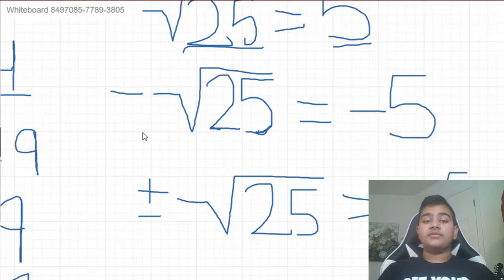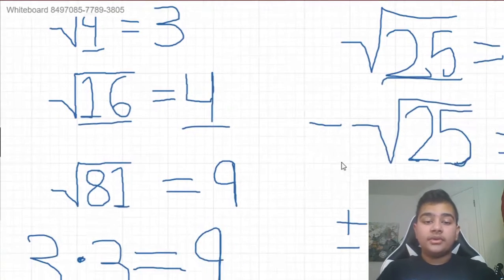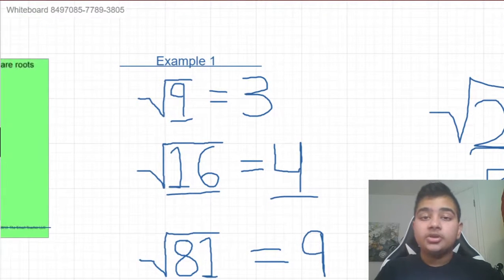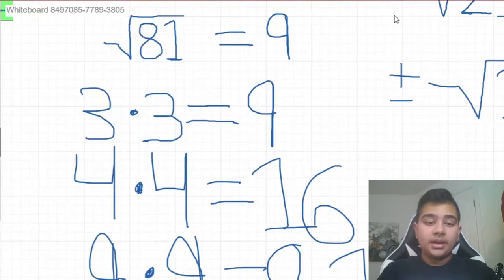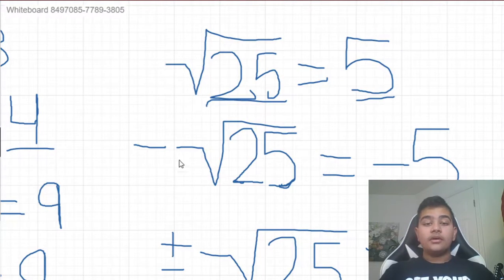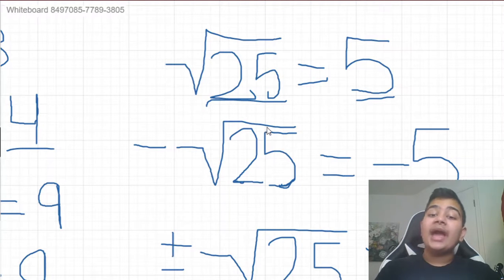So let's look at some different aspects. You might say, how come all these numbers are positive? So when we have a negative in front of the radical sign, that means whatever the number inside, when square rooted, then you add a negative to it.